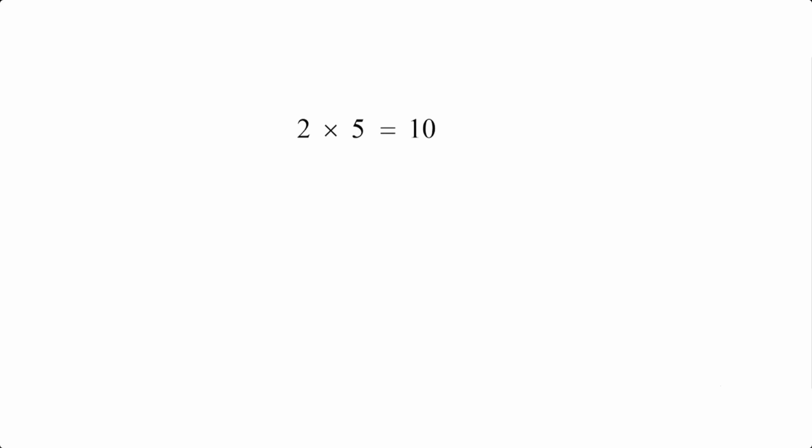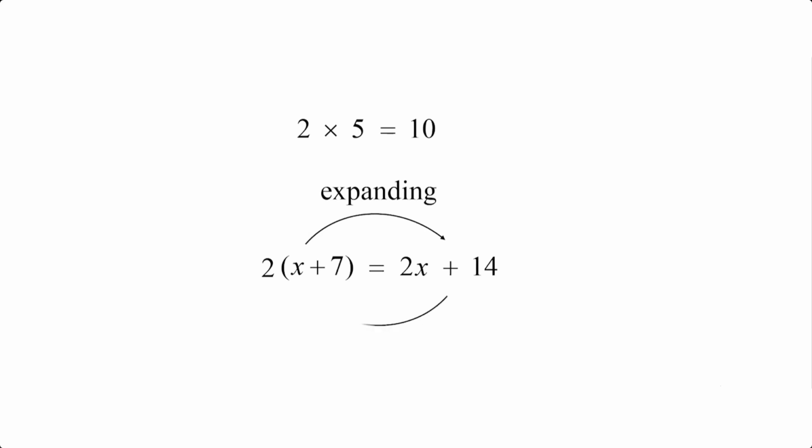2 and 5 are factors of 10 because they multiply together to make 10. In algebra, 2 and x plus 7 are factors of 2x plus 14 because they multiply to make that expression. When we go from this form to this form, we are expanding. When we go from this form to this form, we are factorizing.